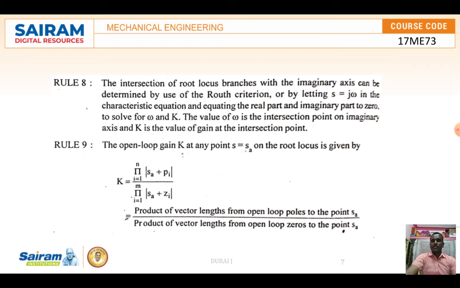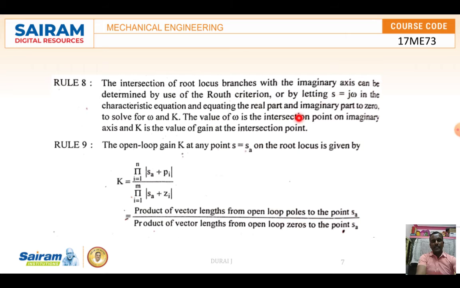Then comes the next rule, the intersection. The intersection of the root locus branches with the imaginary axis can be determined by use of the Routh criterion or by letting s equal to jω in the characteristic equation. Wherever s comes, there we are going to put the jω term in the characteristic equation. After that, we are going to equate the real part and imaginary part to 0.